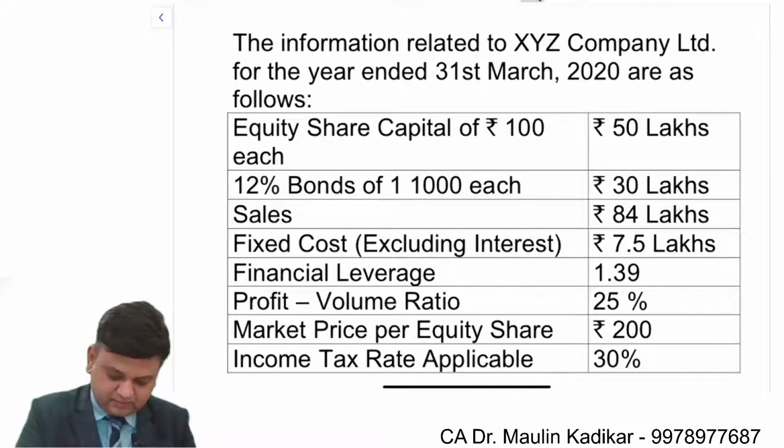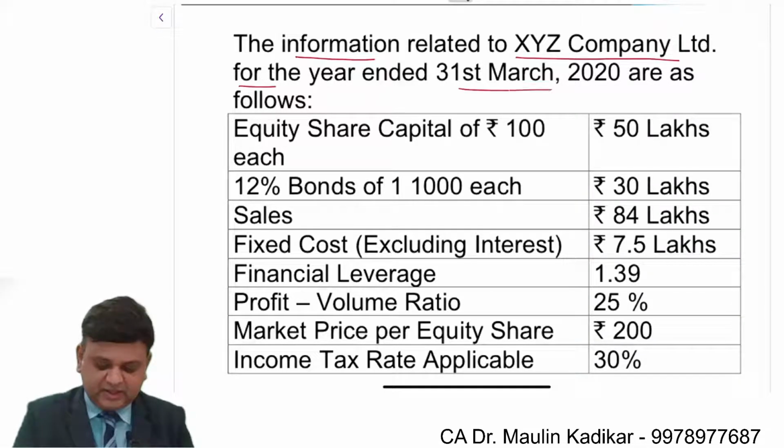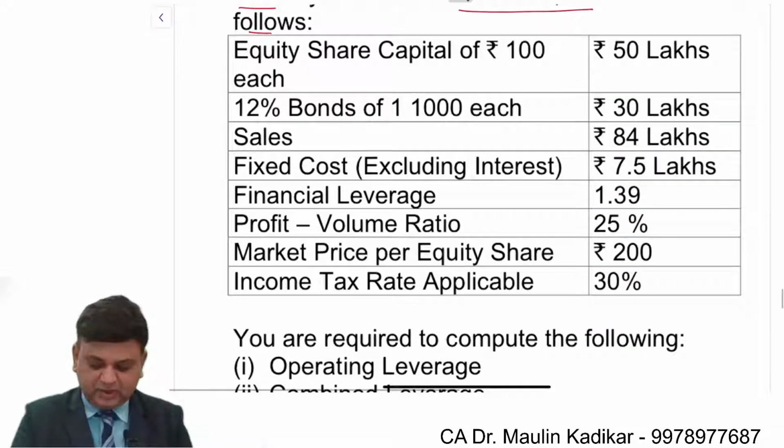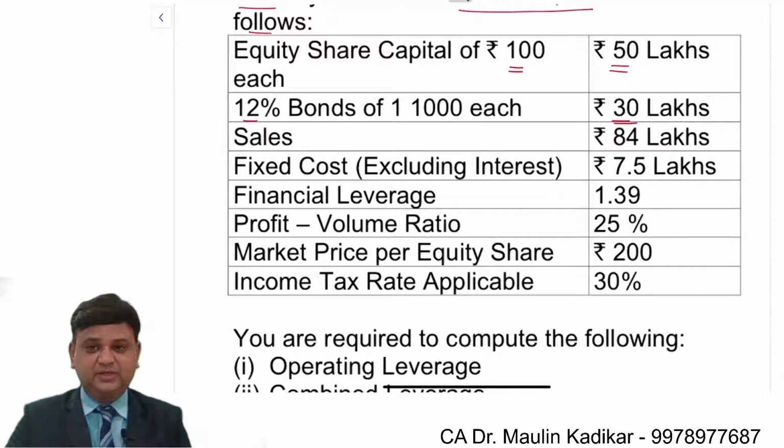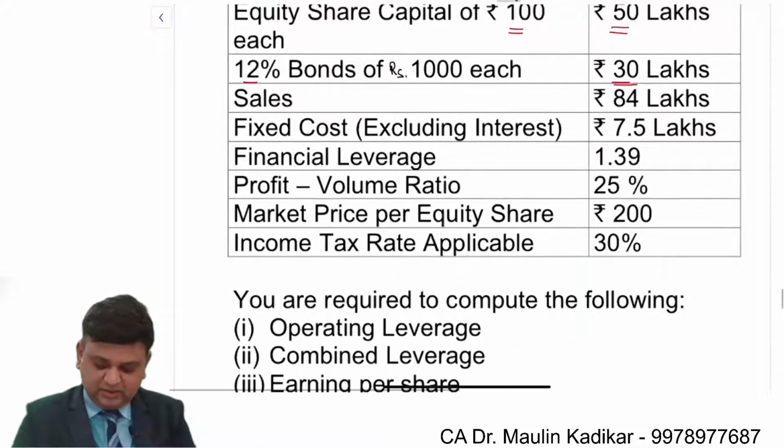Next, the information related to XYZ Company Ltd for the year ended 31st of March 2020 are as follows. Equity share capital 50 lakhs and face value is 100 rupees. 12% bonds of rupees 30 lakhs, rate of interest is provided 12%. So this 1000 rupees is the face value of the bond.